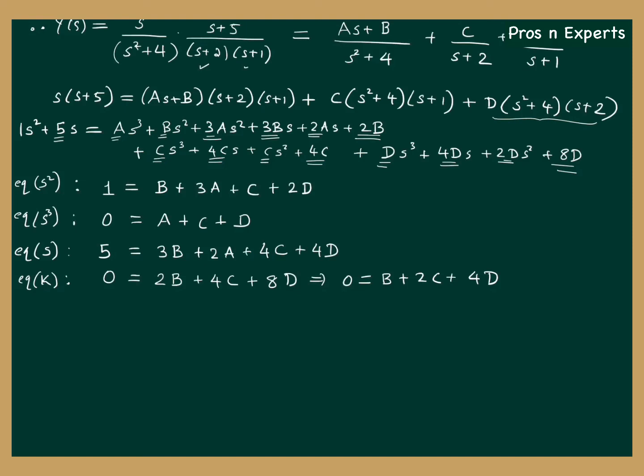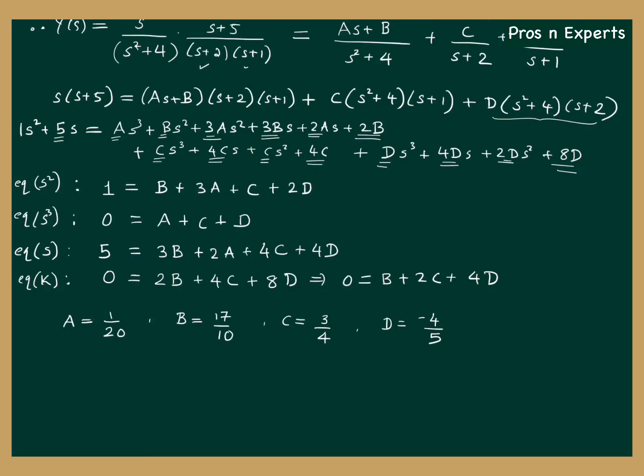Calculating this in all the procedures will take much time. It will be a very lengthy procedure. So I'm straight away giving you the answers. a equal to 1 by 20. b equal to 17 by 10. Then c equal to 3 by 4, and d comes to be minus 4 by 5. These are the values of a, b, c and d.